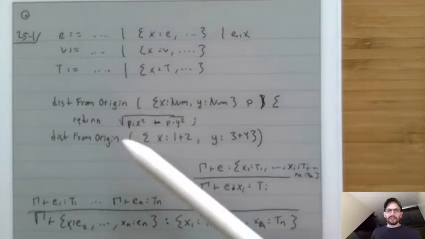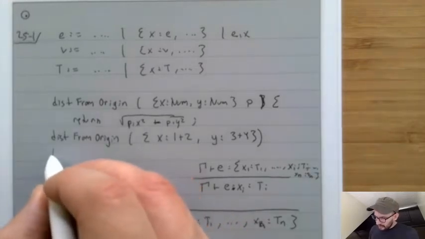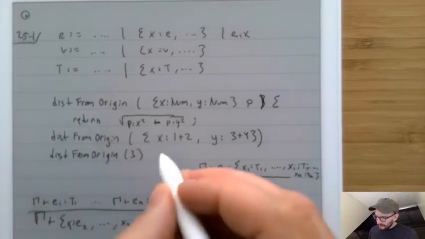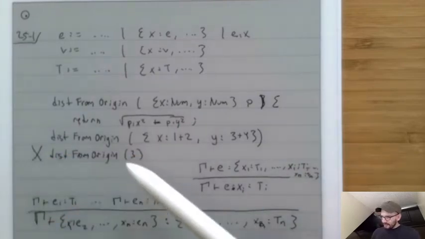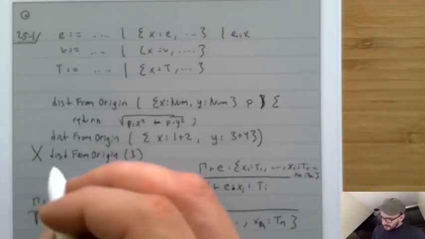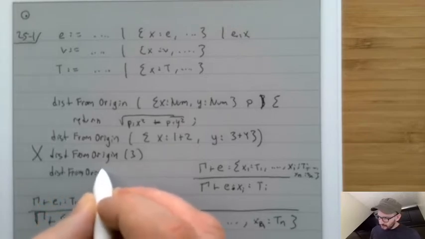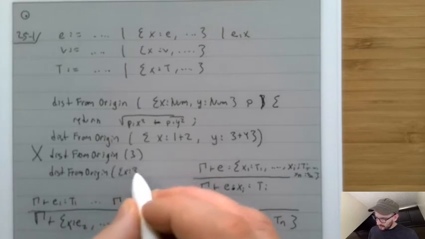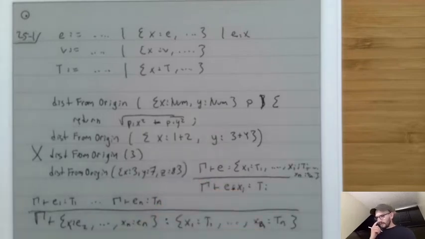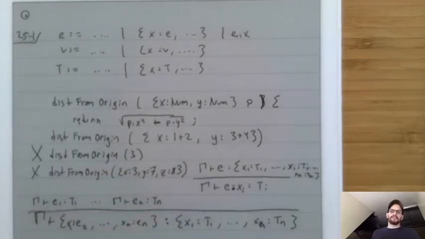It would ensure that this program right here, distance from origin, can run. And it would ensure that if we tried to run distance from origin on just 3, then it would fail. And it would fail because 3 is not an object. Its type is not object. However, it would also fail if we called distance from origin on X is 3, Y is 7, and Z is 8. Now the question is, it would fail on this, but should it? Is it okay that it fails on this?